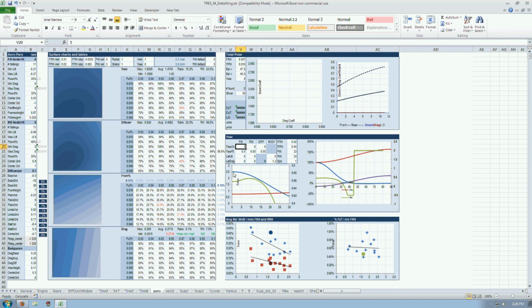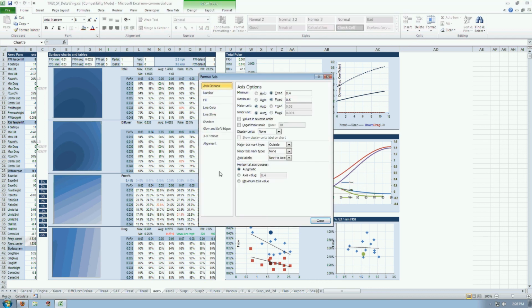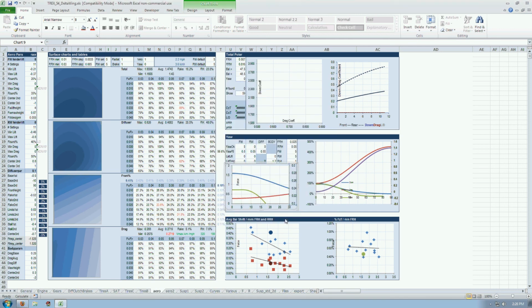Yaw is going to be of some importance. At these ride heights at wing settings 5 and 5, what does my downforce do and my drag when I go sideways? Well, first of all, this axis is screwed up because it's not even showing. There it is. So what do we want to happen with the downforce as yaw starts?